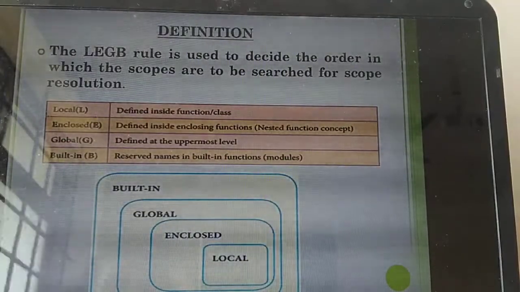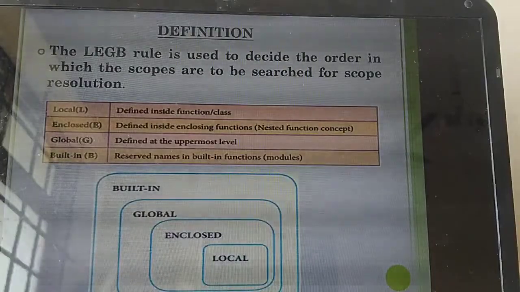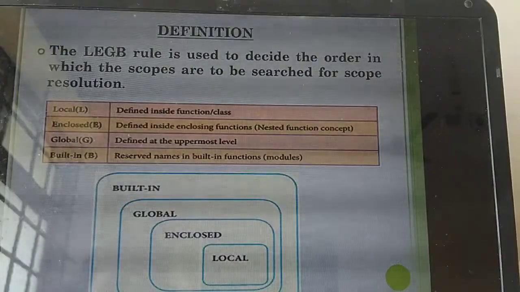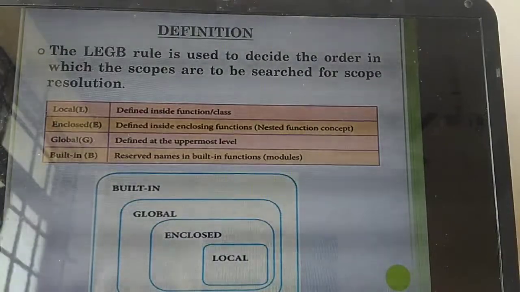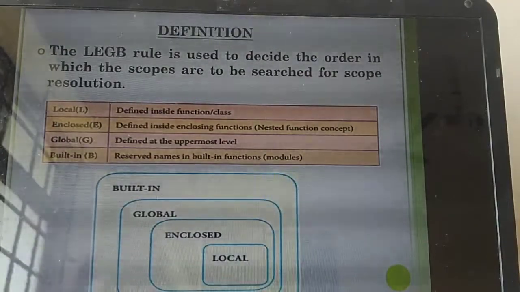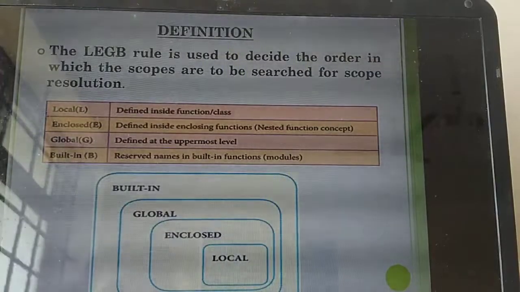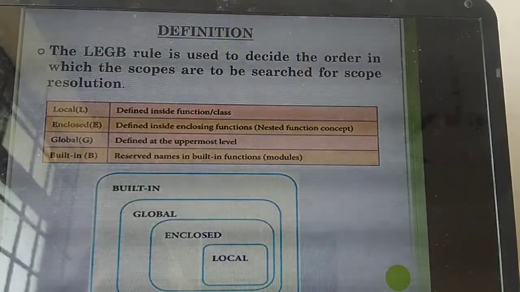So what is the LEGB rule? L means local. Local means it is defined inside the function or class. That means in a program, inside the class or inside a function, what do we call that scope? Local scope. So when you define a variable inside the function of a class, that is called local scope.